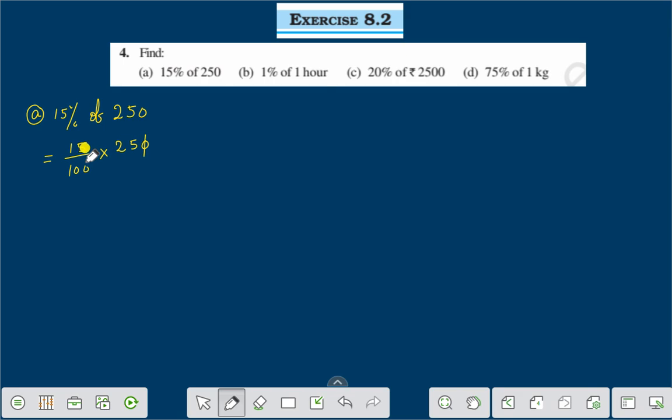This 0 and this 0 will be cut, right? And 5 2s are 10, 5 5s are 25. That is 15 into 5 by 2. That comes to 15 into 5, 5 5s are 25, and 5 7s are 35, that is 75 by 2.